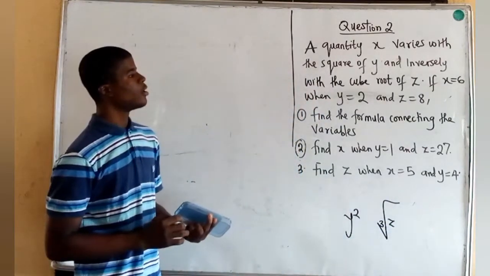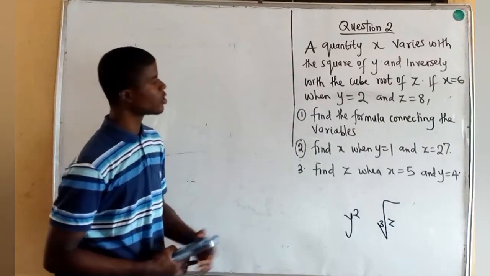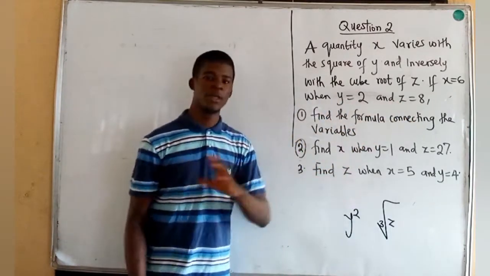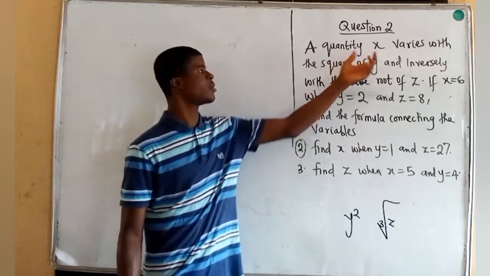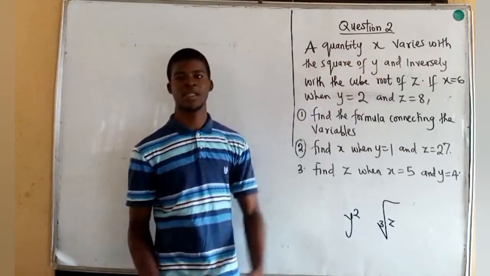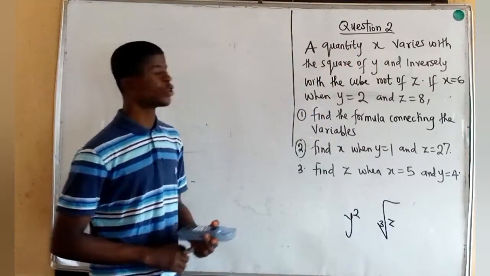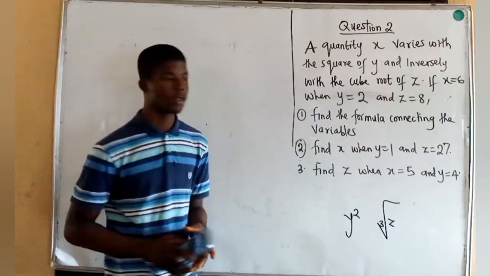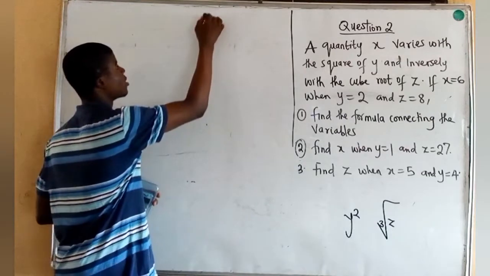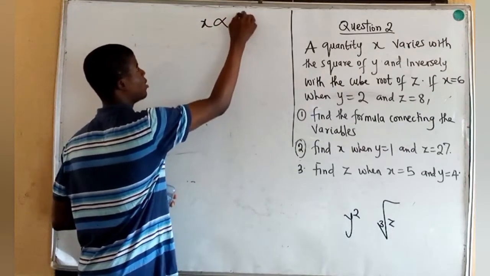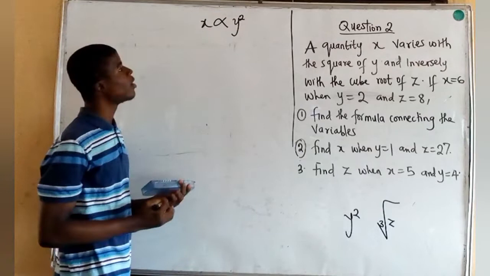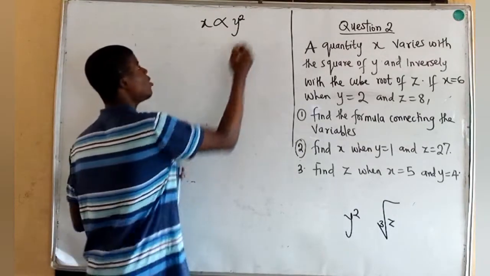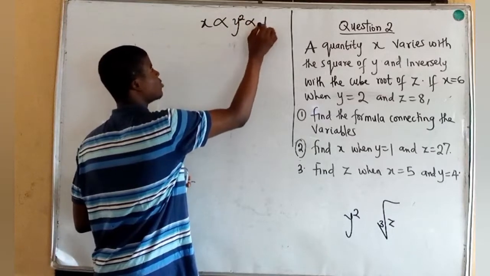Okay. If x is 6 when y is 2 and z is equal to 8, we have to find all this. First of all, let's express this statement mathematically. X varies with the square of y and inversely with the cube root of z. So this is it. X varies with the square of y and inversely as the cube root of z. So it would be wrong if I should write it as inversely as the cube root of z.